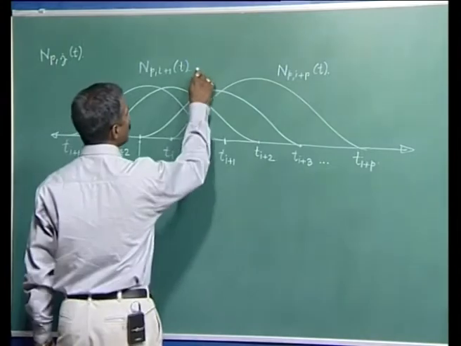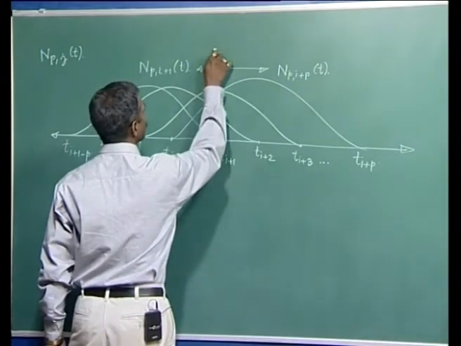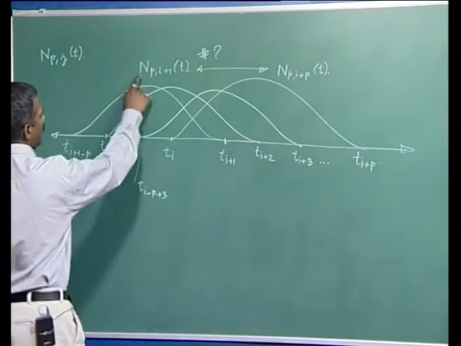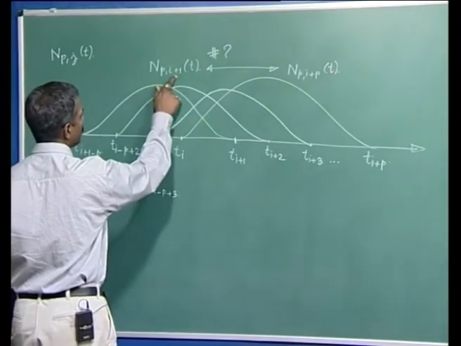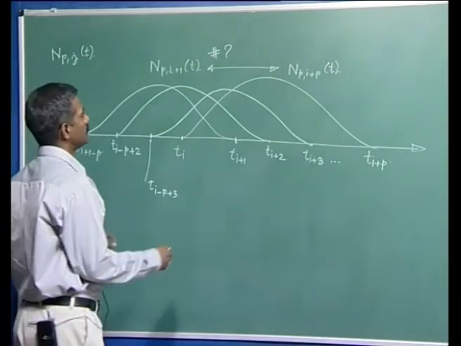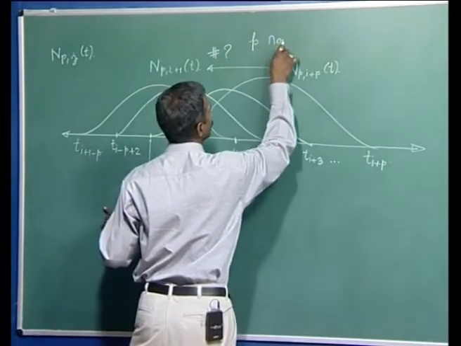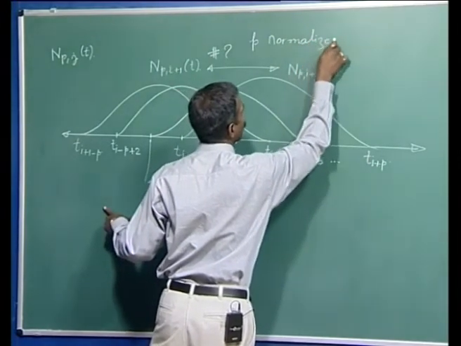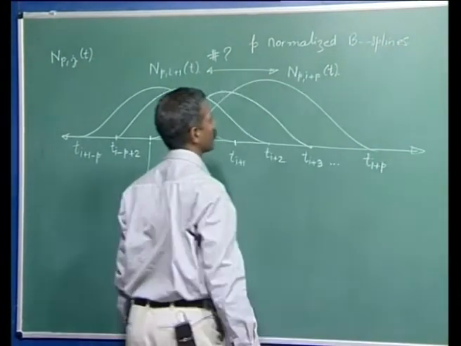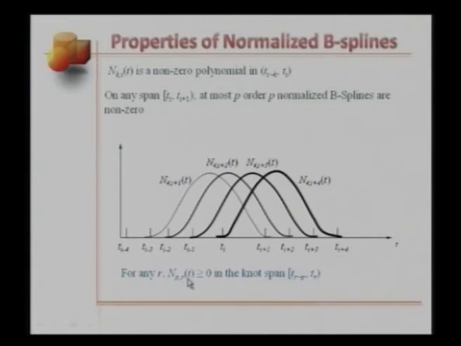You might want to count how many of these are. N_{i+1}, N_{i+2}, N_{i+3} up till N_{i+P}. You would realize that these are P normalized B-splines. In general, for any r, N_r^P of t is greater than or equal to 0 in the knot span closed T_{r-P} up till T_r.